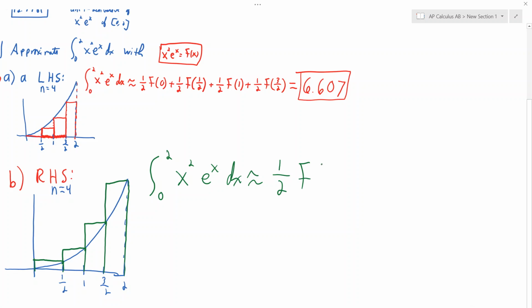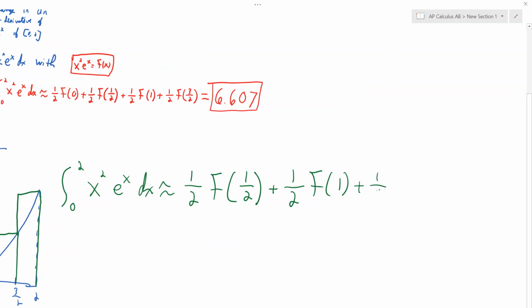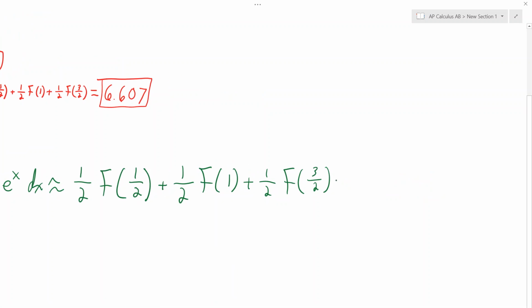So when you do this on the AP test or on a test in our class, you don't just want to put an answer. Write out what you're doing. That ensures you'll get a point for showing you know what's up, even if you make a mistake entering in your calculator or something.